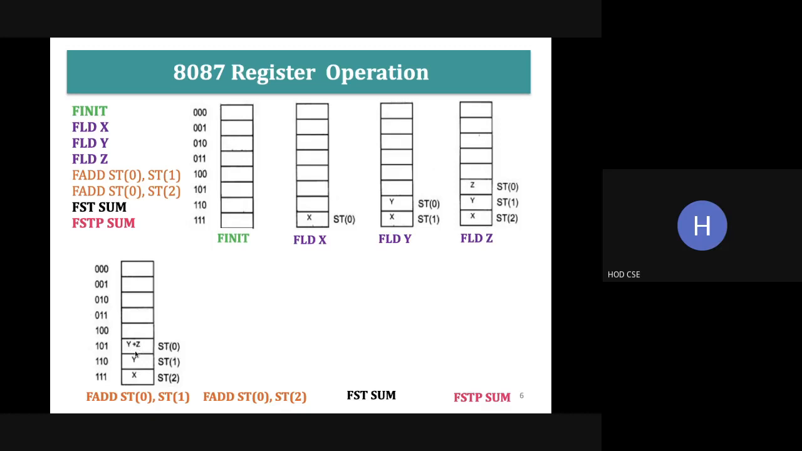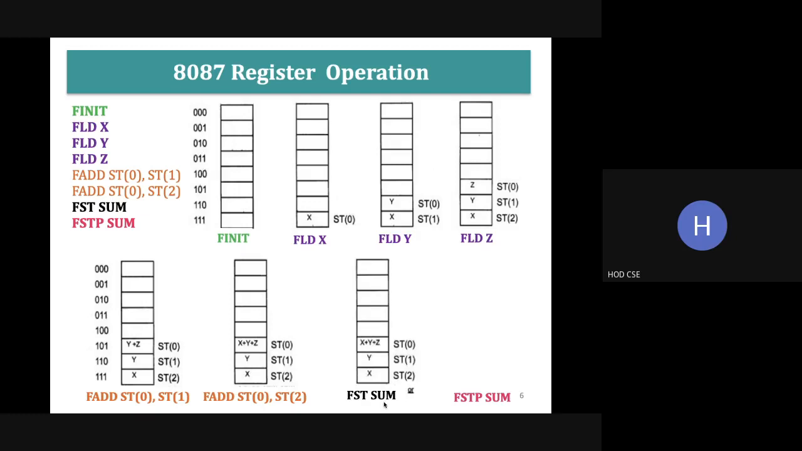Next, we have to add this Y plus Z with X. So I have written the instruction: ST of 0 contains Y plus Z and ST of 2 contains X. So I'm writing this instruction as ST of 0, comma ST of 2. So all the data X plus Y plus Z is added and it is available in the top of the stack, that is ST of 0. Next, I'm storing that value into the variable sum. So it will be directly transferred.